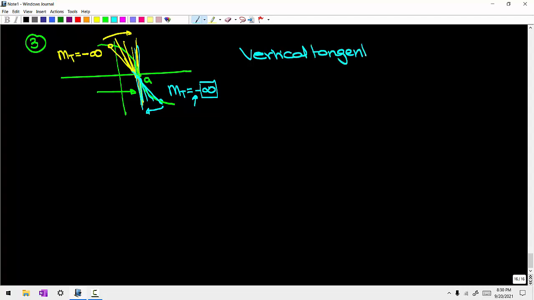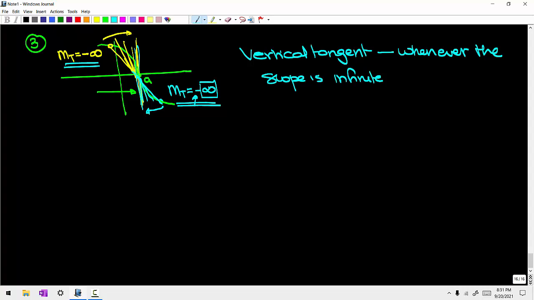We get a vertical tangent whenever the slope is infinite. Now there's a special case of vertical tangent. In the previous case, the two slopes were the same. But the special case of a vertical tangent is where the two slopes are not the same, but they're still infinite. So you could have something like this.